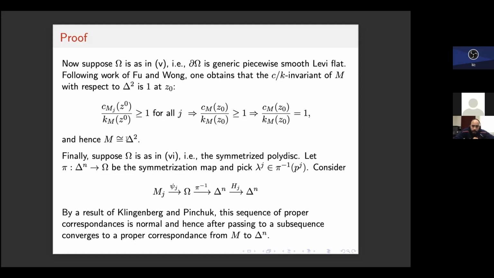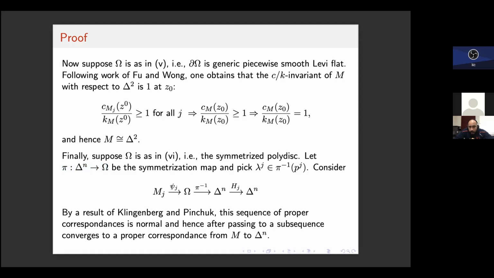So in this case, let's denote by pi the symmetrization map, and let's pick any point in the inverse image of the orbit under pi. We can pick anything; it doesn't matter. Now let's look at the following composition. We have the initial biholomorphisms CZ from MZ to omega, the symmetrized polydisk.